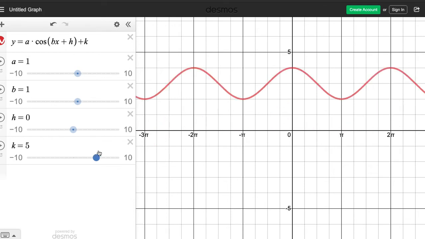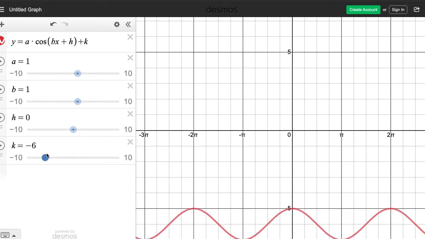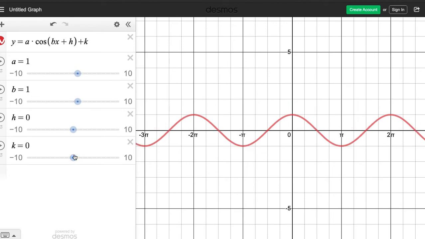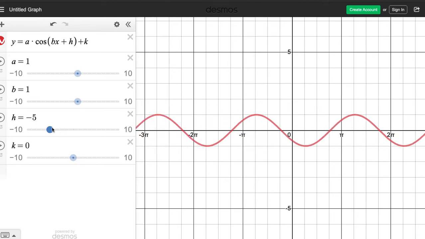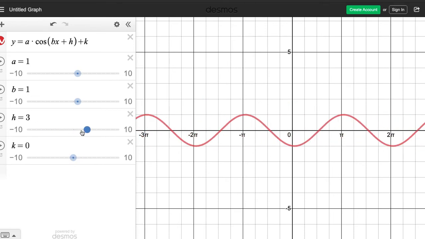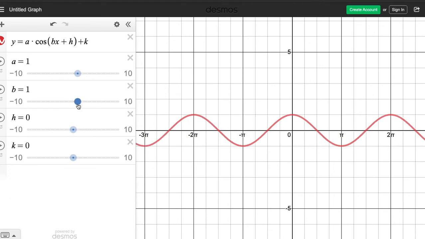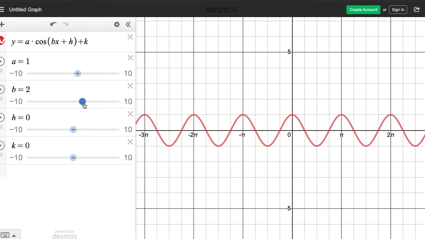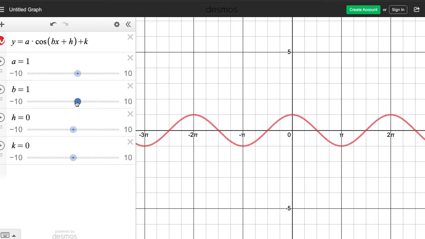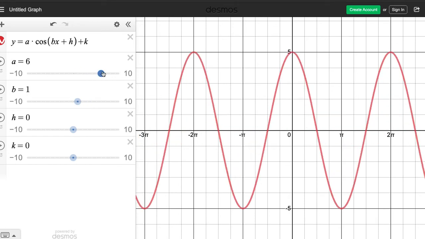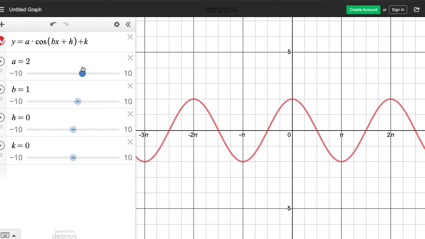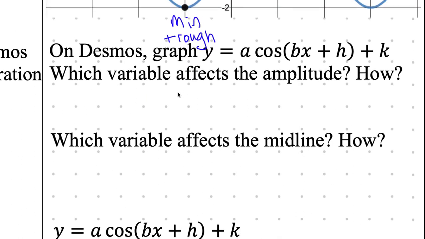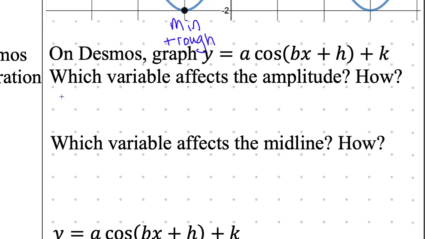I can try k. Darn, k does not seem to be making it any taller. Let's try h. H, oh, it kind of moves it left and right. Weird. B, what does b do? Oh, whoa. Makes it go in and out. Let's try a, I guess process of elimination. A, there it is. Okay, so clearly the answer is a, but I need someone to explain how.